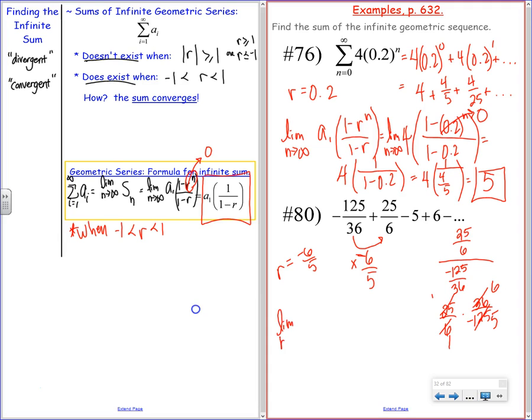Need to find the infinite sum, the limit as n goes to infinity, of a sub 1, negative 125 over 36, times 1 minus r. Don't change it to a plus, because that r needs to go back and forth and back and forth. The n all over 1 minus.